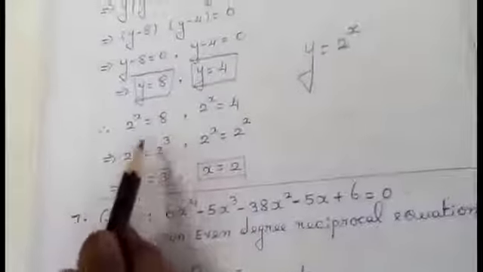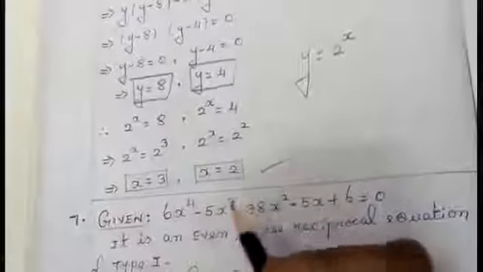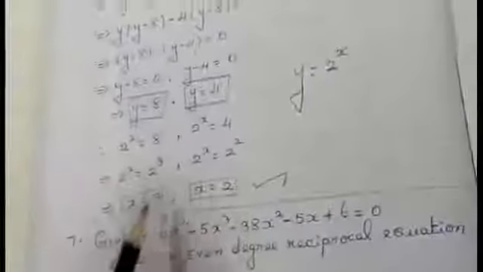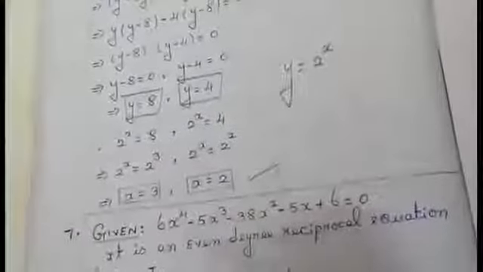I am just comparing the power. Since the base is the same here, I compare the powers. X is equal to 3 and x is equal to 2. So, these two are the real numbers satisfying the given equation, that is x is equal to 3 and x is equal to 2. So, next we are going to start with the seventh sum.